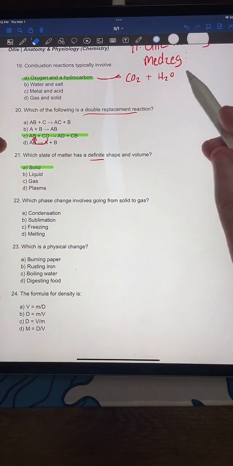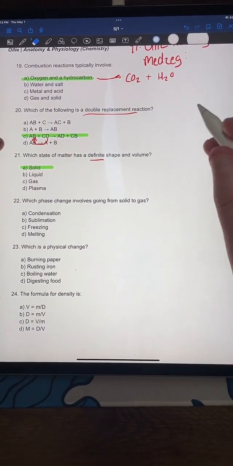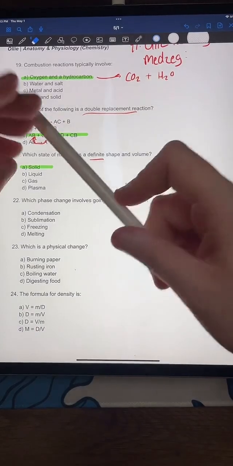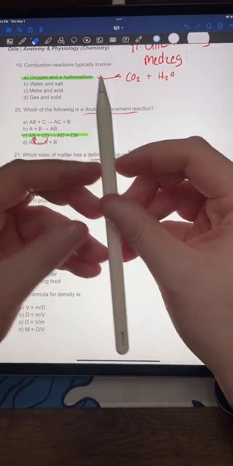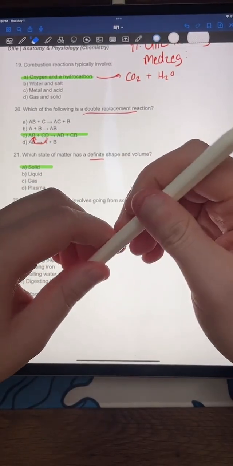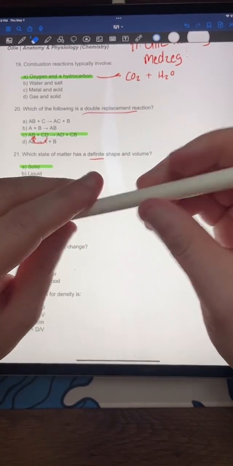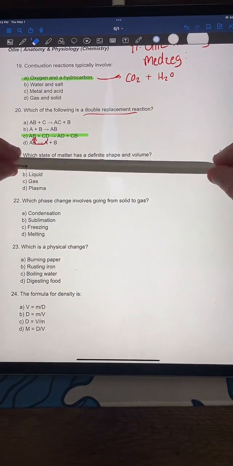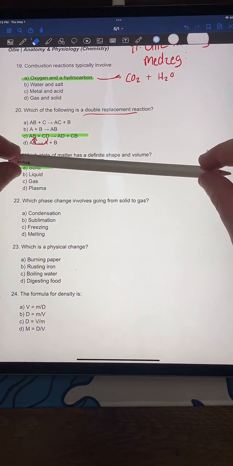Number 21, which state of matter has a definite shape and volume? The answer is a solid. Solid, just like this pen that I'm writing on my iPad with, has a definite shape. If I change the shape, I break it, and it has a definite volume, so it takes up a definite amount of space.